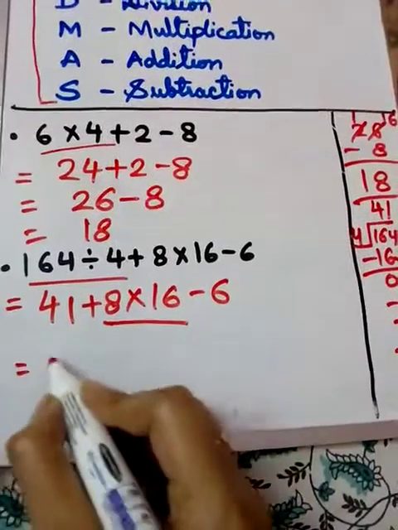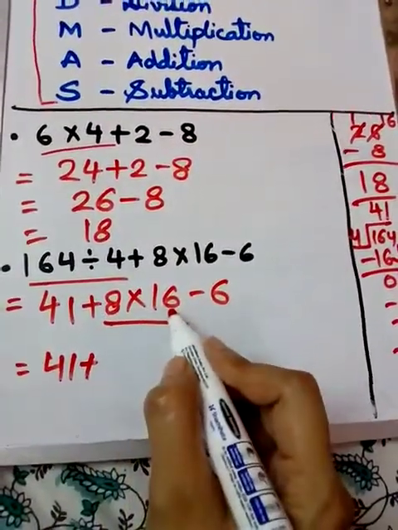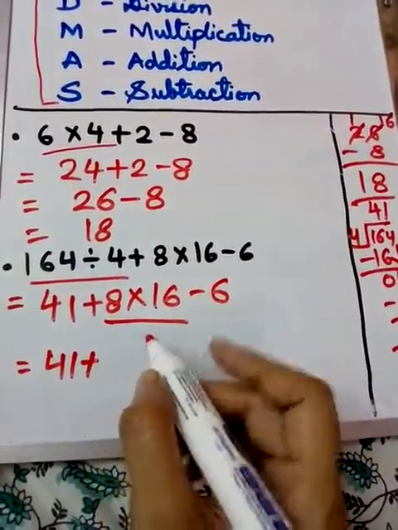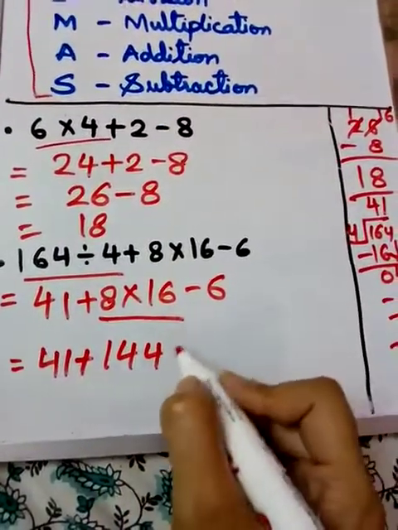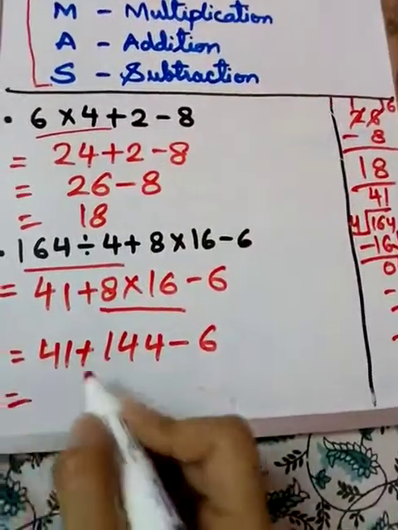So multiply. What has to be multiplied? 8 into 16. If you know the table of 16, 16 8s are 128. 144 minus 6. Okay, now comes addition.